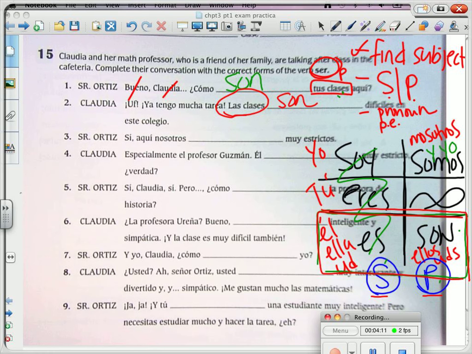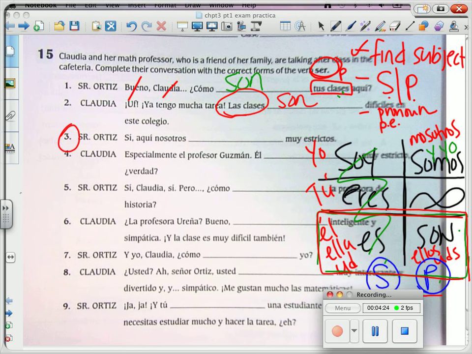All right, let's do número blah, blah, blah. Let's do número 3. Sí, aquí nosotros blank muy estrictos. Yes, here we blank very strict. One second. All right. This is so weird with you guys in here.